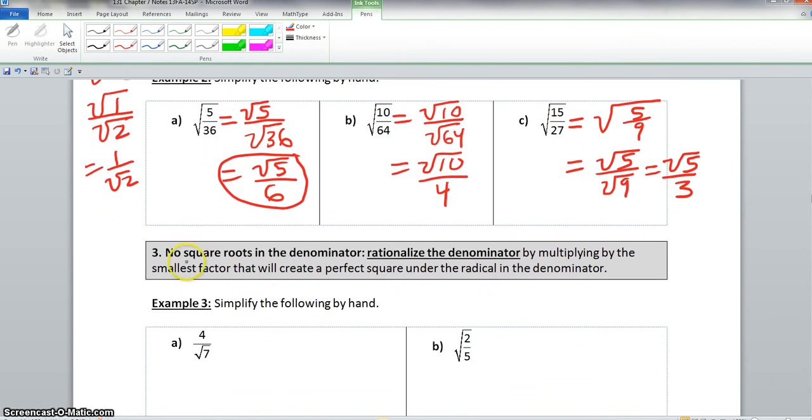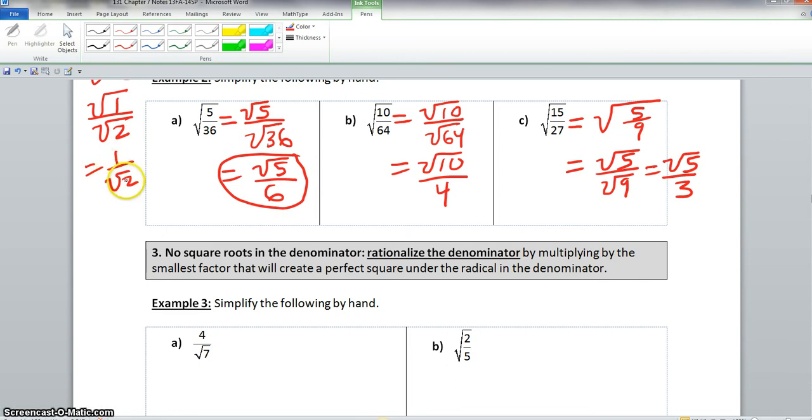Now, we look at number 3 here. It says no square roots in the denominator. Rationalize the denominator by multiplying by the smallest factor that will create a perfect square under the radical in the denominator. Now this is picking up where we left off with this problem.